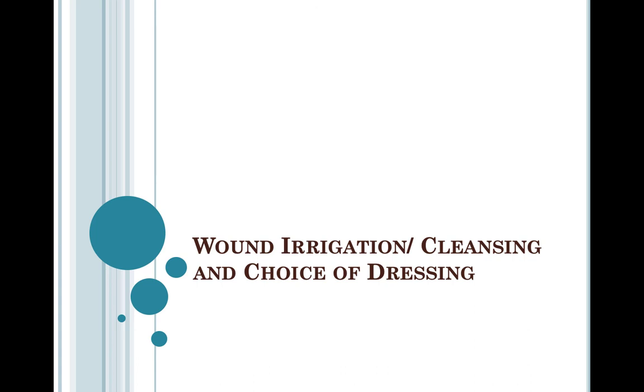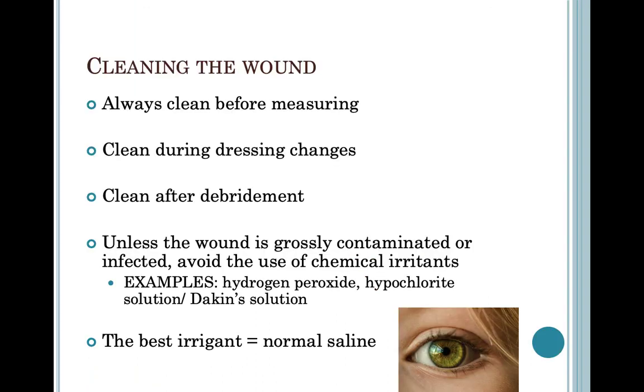Next, let's talk about some of the interventions that are used, starting with wound irrigation or cleansing of the wound, and then discussing some of the common types of dressings that are used. When we clean the wound, we always want to clean it before we measure it, because dead tissue and debris in the area can obscure the true extent of the wound. We also clean the wound during dressing changes and after any type of debridement or intervention where we're going in and taking out that dead tissue or debris.